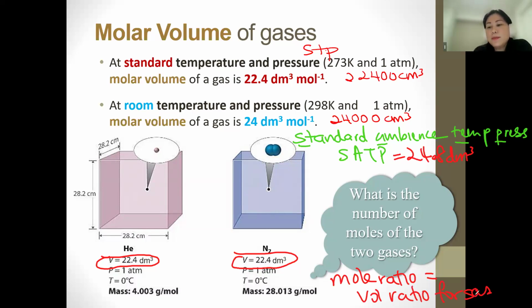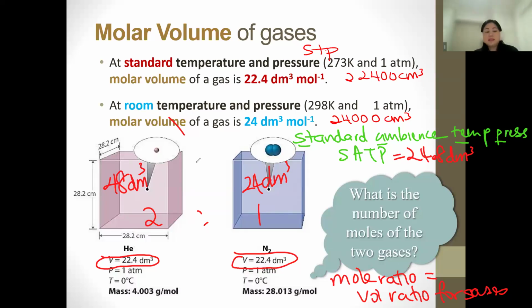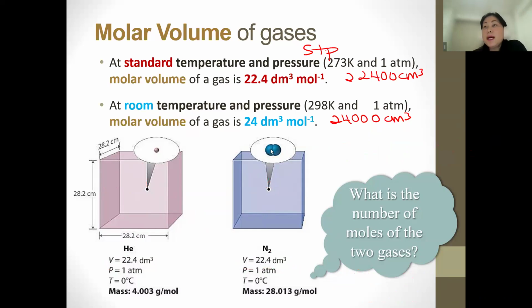So for example, if I have this amount of gas in the vessel, 48 dm cube, and I have another vessel which has 24 dm cube of gas. So the mole ratio, let's say, is 2:1. You can see that the volume ratio will also be 2:1. Okay, so for gases only, mole ratio equals volume ratio, because per mole of gas occupies the same molar volume.